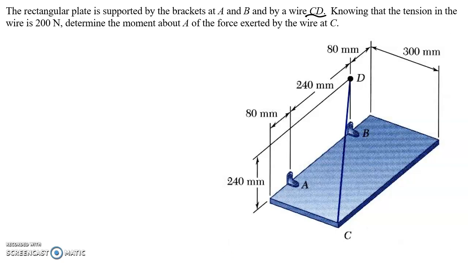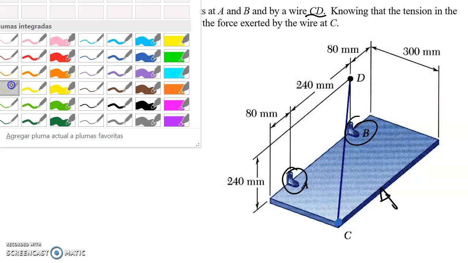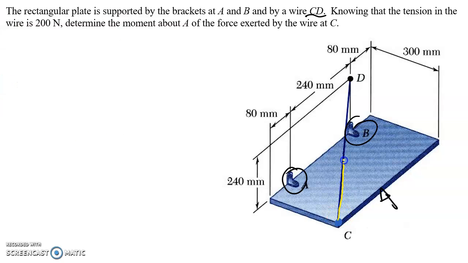Now we got this plate that has certain weight. Right now it doesn't matter. Now this plate is being supported by brackets A and B, and we got a cable attached at point C that goes all the way along. Let's see if I can have a different color for that. Goes all the way along from C to D. Now this cable will prevent this thing from falling.